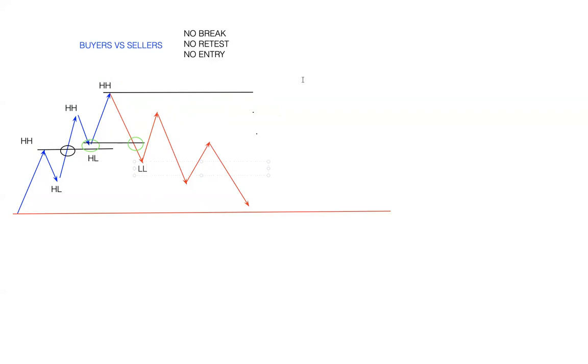Now, what are we looking for? We're looking for our entries on the lower high. That's what we're doing. Because guys, this is what you heard your whole life. If anybody talks about the stock market or anything, they're like, buy low, sell high. That's our same thing here. We're gonna buy low, we're gonna sell high.